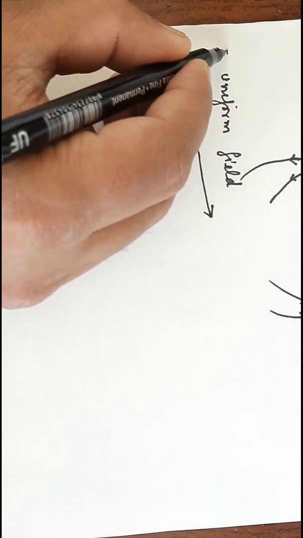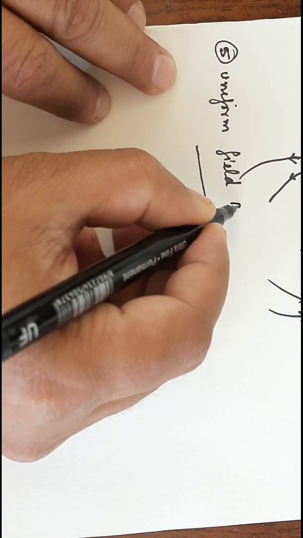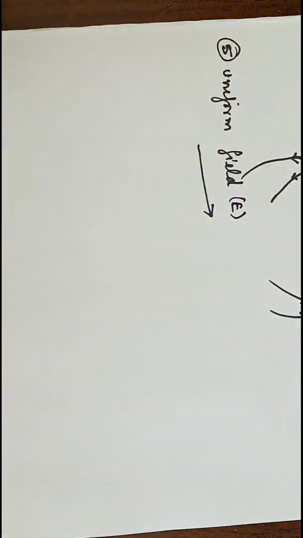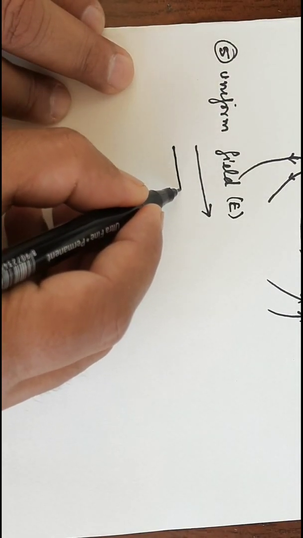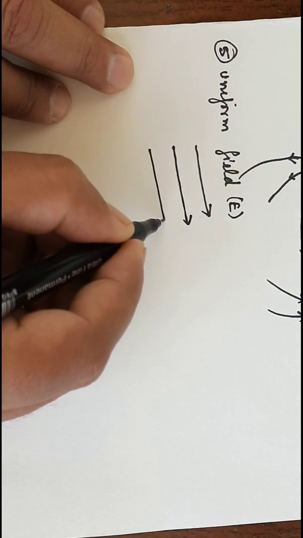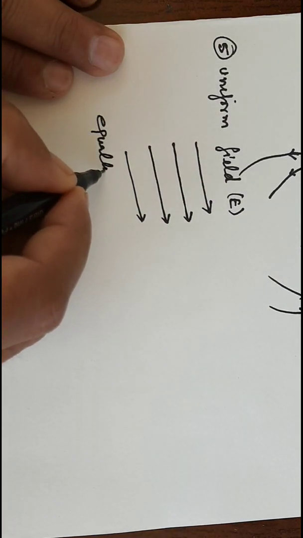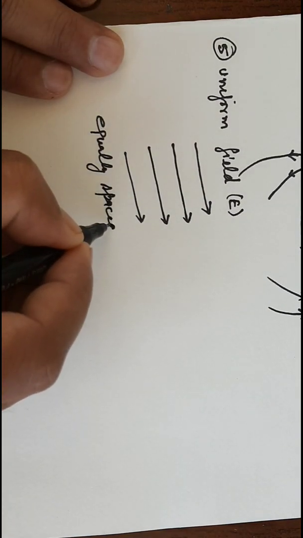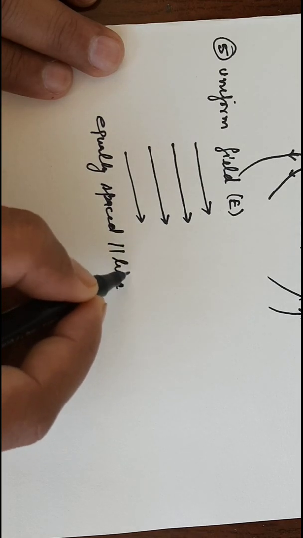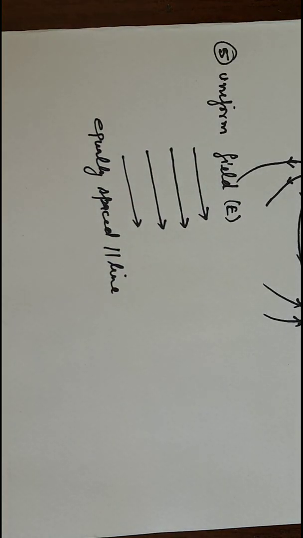Now the fifth point: next we will discuss how to represent the field lines for a uniform electric field. A uniform electric field is represented by equally spaced parallel lines. So here it is, equally spaced parallel lines. So it represents the uniform electric field.